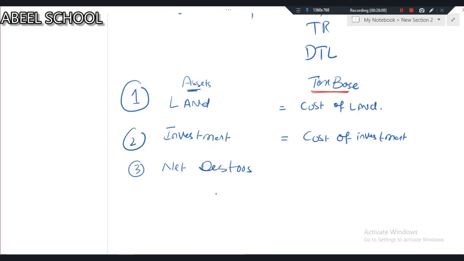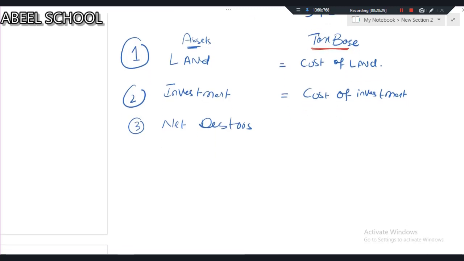Basically, in SOFP, when we show the debtors amount, from that debtors amount we deduct the provision for bad debts. So net debtors means basically net of provision for bad debts. Let me give you an example. For example, the debtors amount is 10,000.